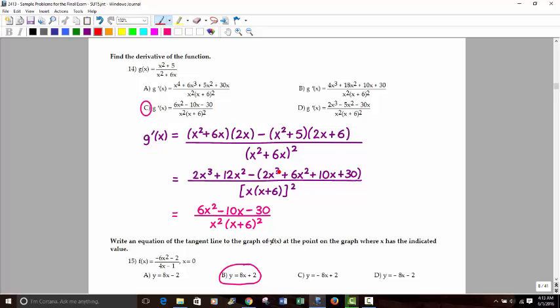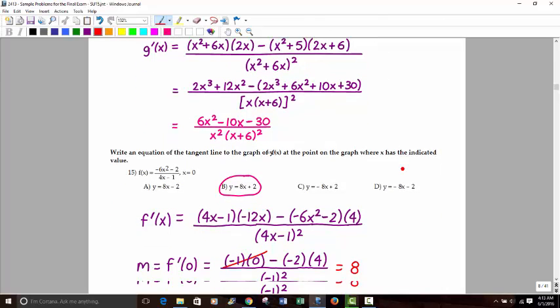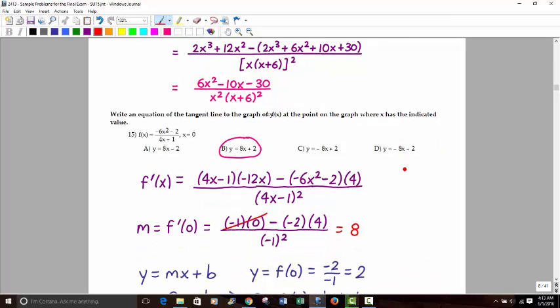So the 2x cubed are going to cancel, and you're going to have a 12x squared minus a 6x squared, which gives you the 6x squared. And the negative makes that negative 10x, and this negative makes it negative 30. So there's your simplified answer, which is answer B. So let's look at number 15.